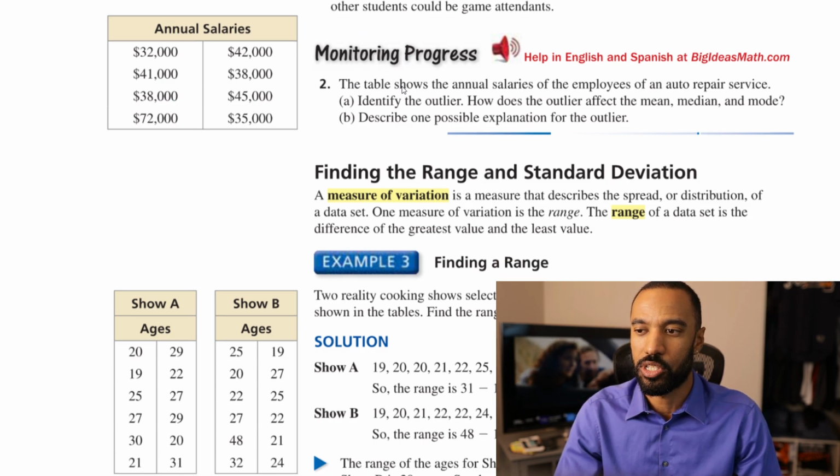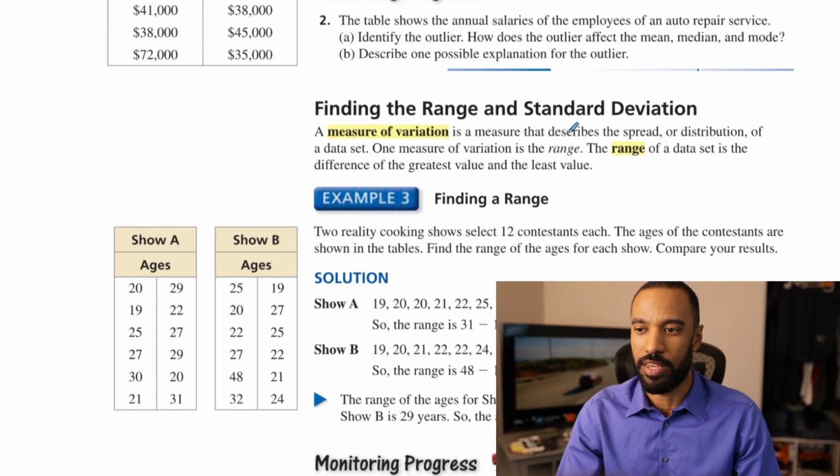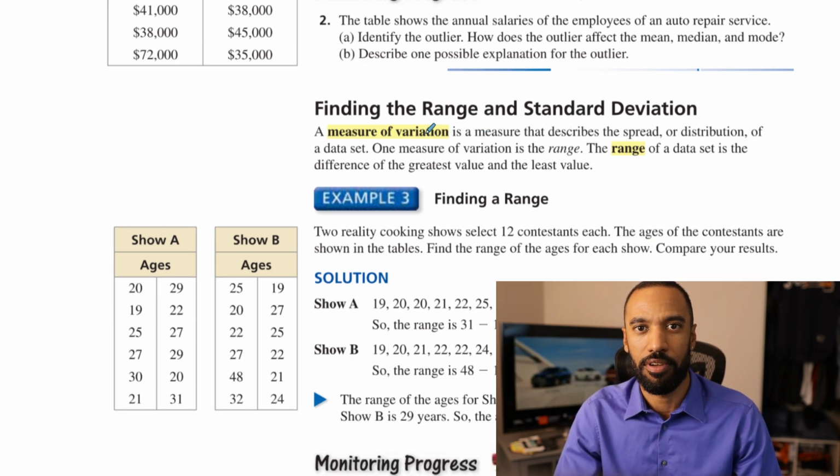All right, here's another example. I'm going to skip on forward past. You can check it out if you like to. We're going to find the range and standard deviation. Now, these are considered measures of variation.